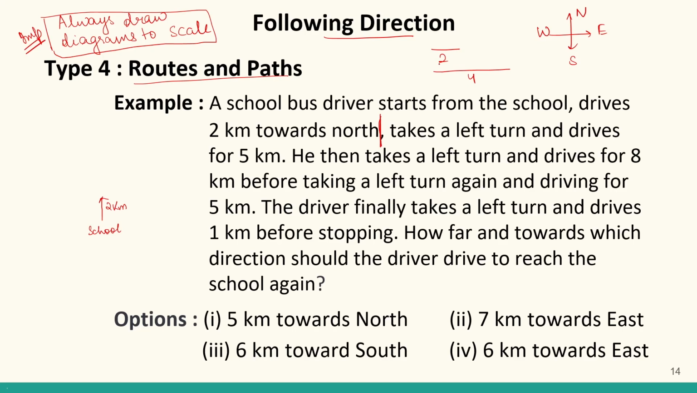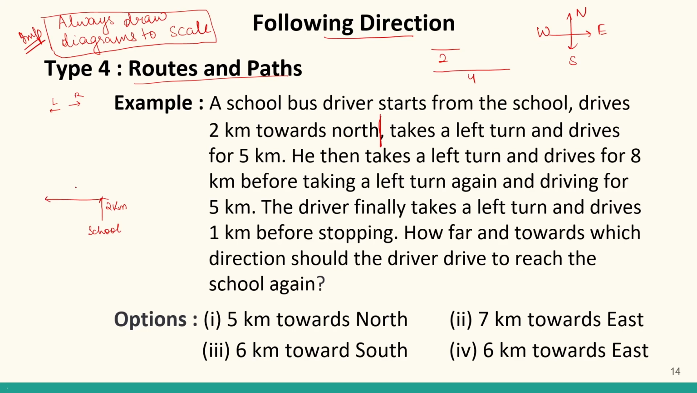This is very important. So now, coming back to the question. A school bus driver starts from the school, drives 2 kilometer north. He drove 2 kilometer north and takes a left turn. So if I'm from north, I'm taking left. That means I'll go this side. I'll go towards west. This will be my left. This will be my right. Correct? So he takes a left turn and drives for 5 kilometers.